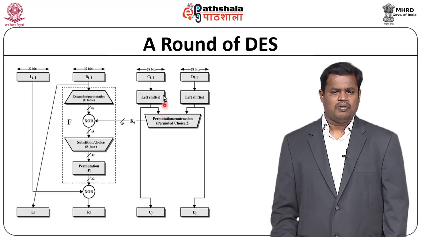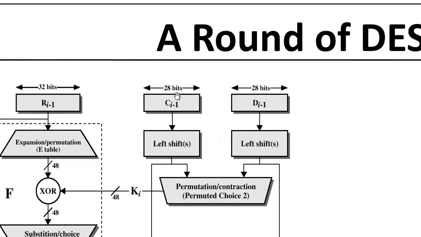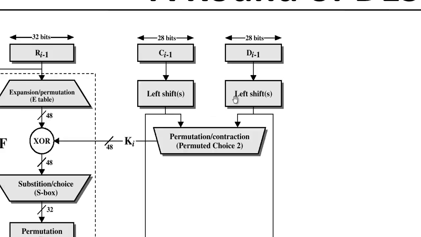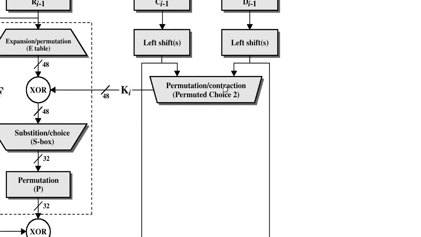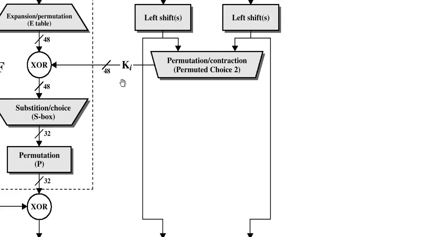So we already know we have a 56-bit key, which means after removing the parity bits from the 64-bit key, we got 56. This 56 is divided into halves, 28 and 28, left and right, and it goes through a shift operation, and also a permutation operation, and finally it generates a Ki.